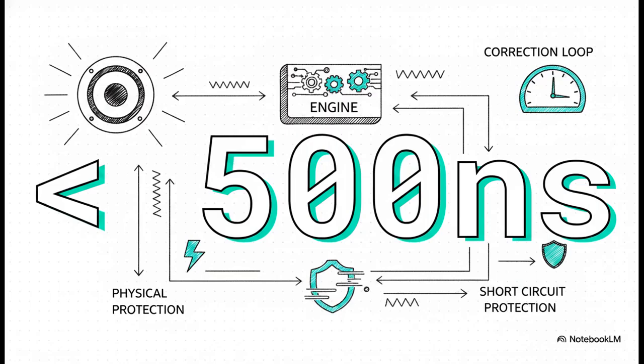And finally, the output correction loop. The speed here is just insane, under 500 nanoseconds. The system constantly monitors the speaker's real-time impedance and back EMF directly in the analog domain. If the speaker's voice coil heats up and shifts the impedance, the CSDL engine instantly tweaks the damping factor to compensate. If there's a short circuit, it protects the gear at the hardware level in under 500 nanoseconds.